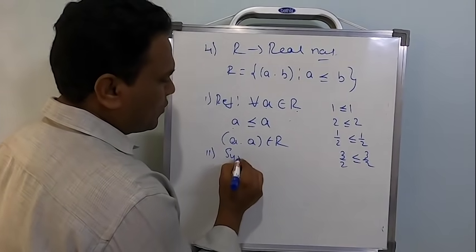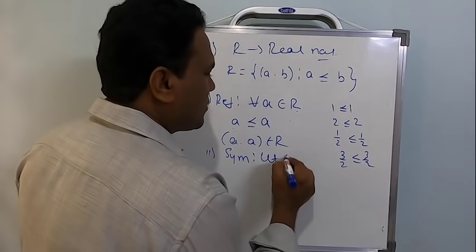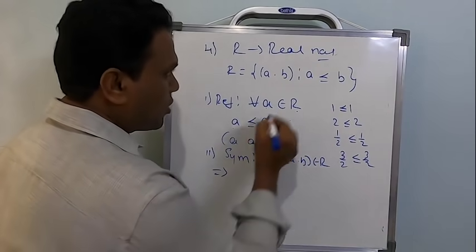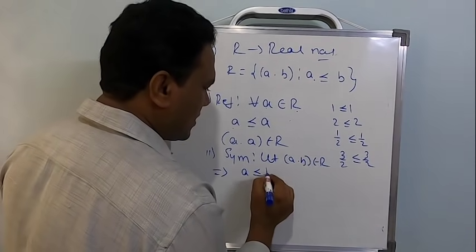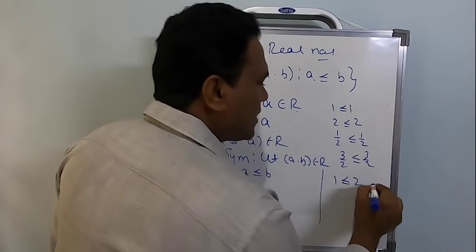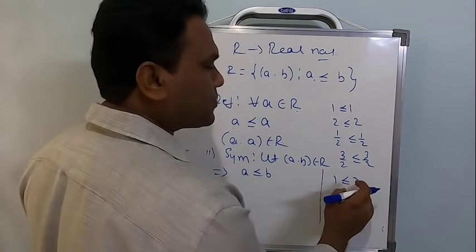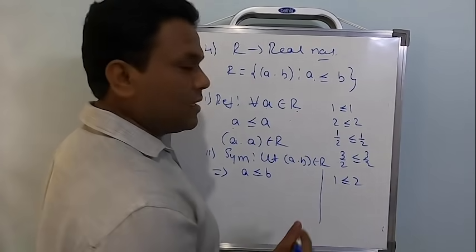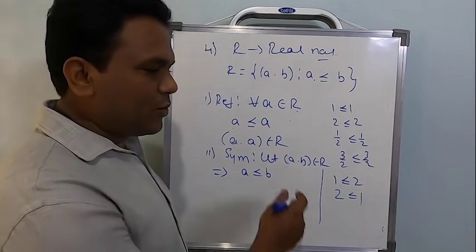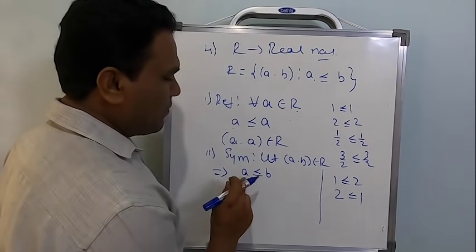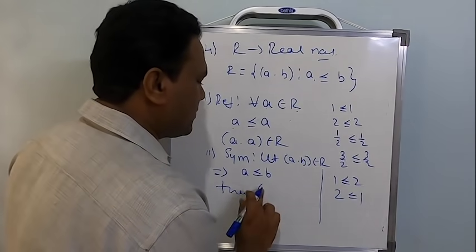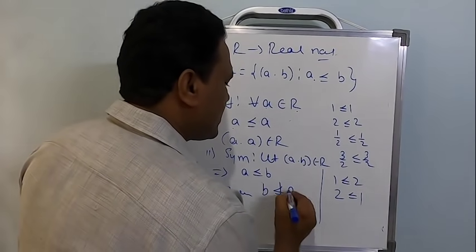Second, to check for symmetric, let me start with A comma B belongs to R. Now that is possible according to the given relation. A should be less than or equal to B. But I will give you an example, so you can understand. 1 is less than or equal to 2. That's correct, right? That's fine. But is it true 2 is less than or equal to 1? Is it correct? No. 2 is greater than or equal to 1, right? So the same way, if A is less than or equal to B, then you cannot say B is less than or equal to A.